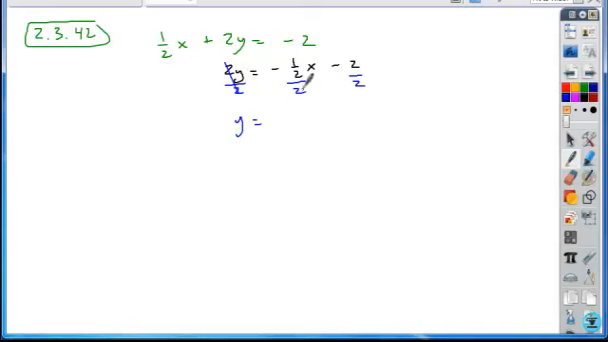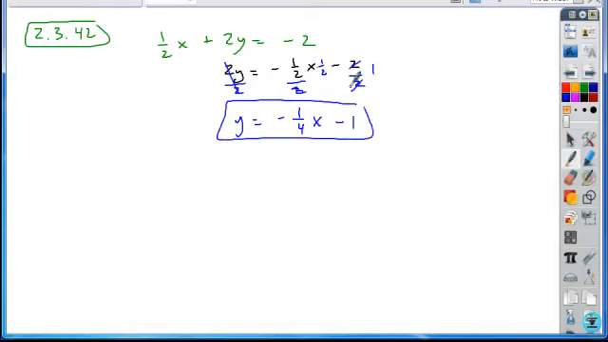So -1/2 divided by 2 is like saying -1/2 times 1 over 2. And so we wind up with -1 over 4x. And then here these reduce to a 1. Okay, so here's the equation that you're dealing with, and that gives you your slope. The slope's going to be -1/4. Your y-intercept. The y-intercept is at -1, so 0, -1.